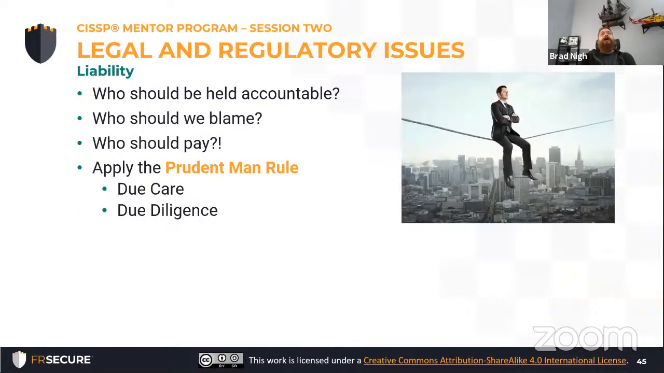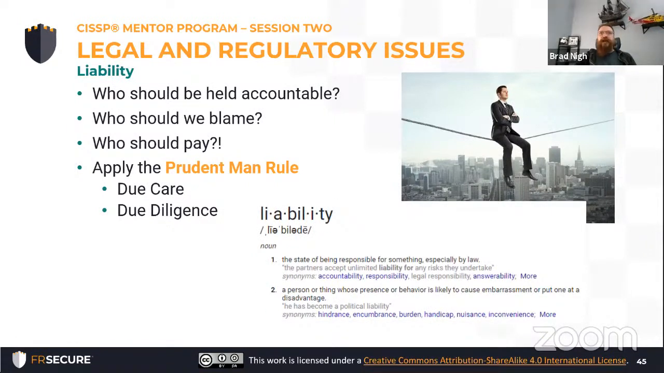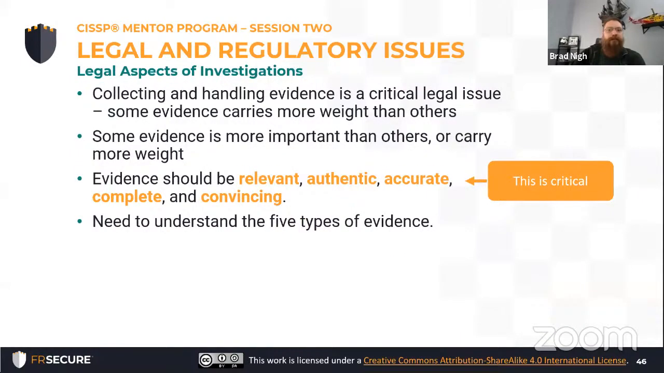There we go. So you need to know liability. Who is held accountable? Whose fault is this, right? How you determine this is you apply that prudent man rule. Did the person or the business do what a reasonable person would do? And this is under due care and due diligence. So there's the actual definition. So due care, I think we cover that later. I'll make sure we get that covered.